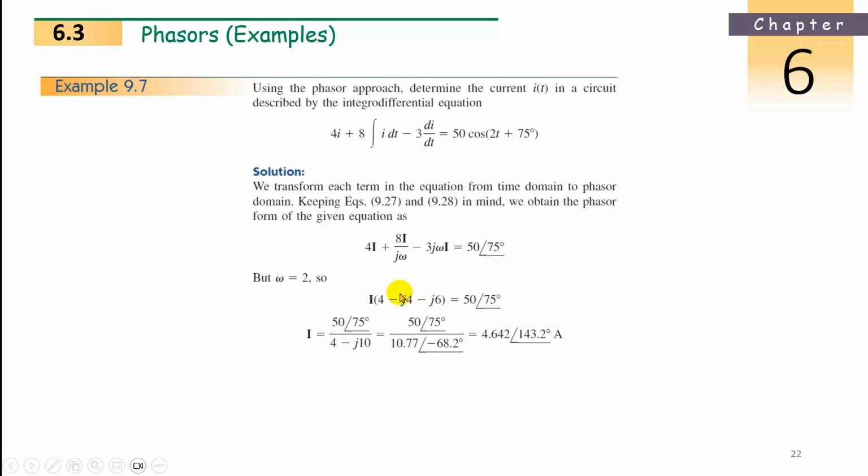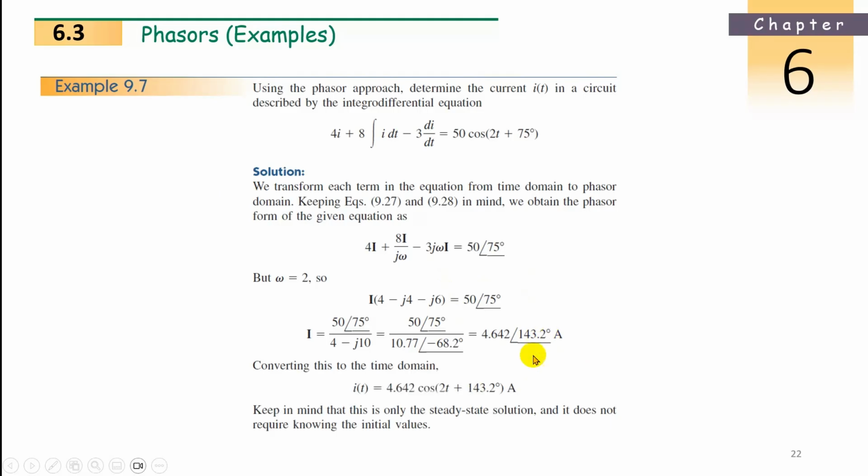Now we push this underneath, that is 4 minus j10 on the bottom, and 50 at an angle 75 on the top. 50 at an angle 75 divided by, converting this into phasor polar form, 10.77 at an angle minus 68.2. Now 50 divided by 10.77 is nothing but 4.642. Now the angle will become 75 minus (minus 68.2). So 75 plus 68, it becomes 143.